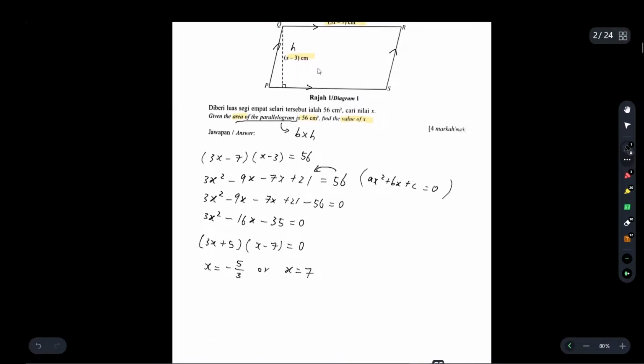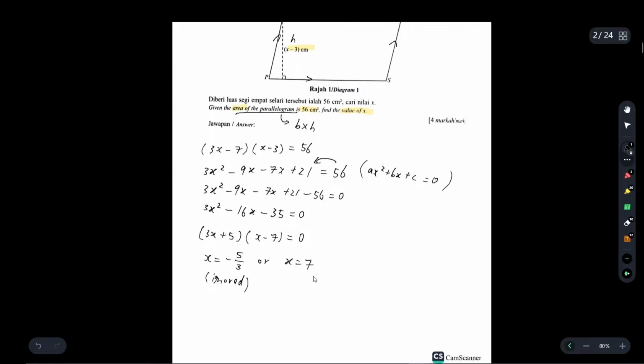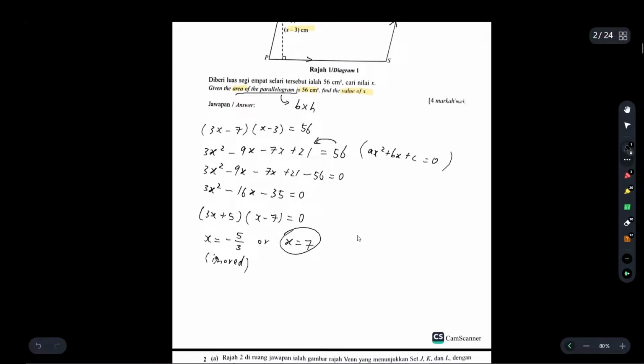Since this is the base and the height value, it cannot be negative. So this is rejected, this is rejected, so the answer will be 7. That's the final answer.